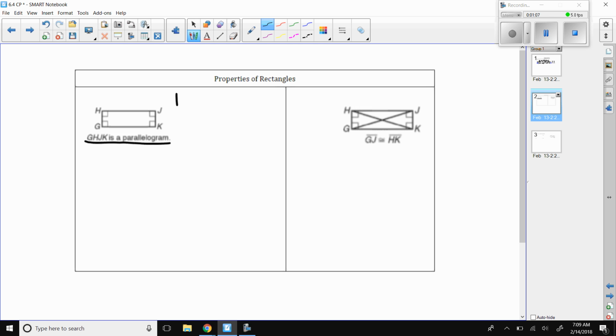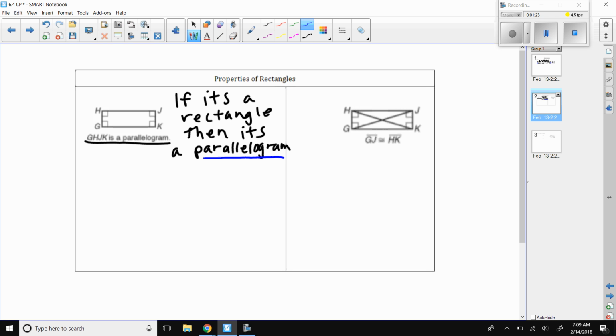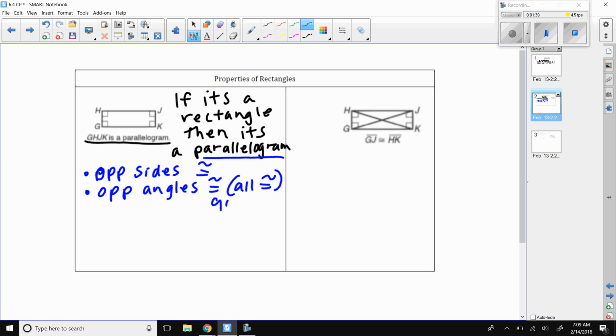GHJK is a parallelogram. So if it's a rectangle, then it's a parallelogram as well. And what that means for us, again, is it's going to have all the properties of a parallelogram. So opposite sides will be congruent, opposite angles, and we just talked about that all of these will be congruent. They're all going to be 90 degrees.